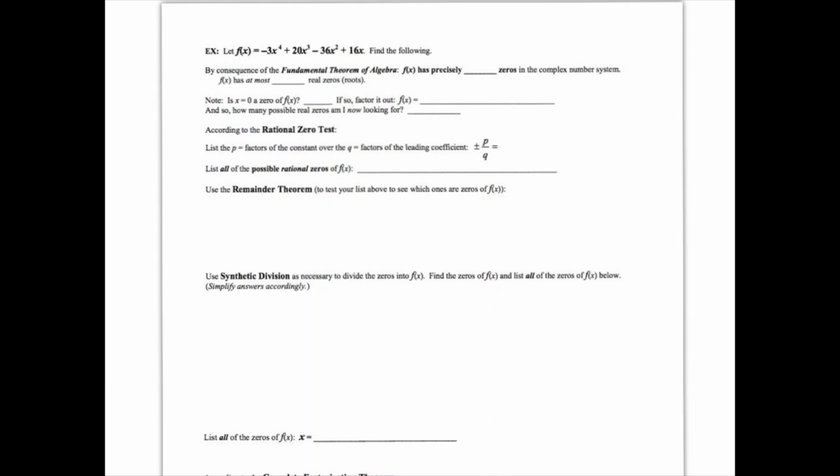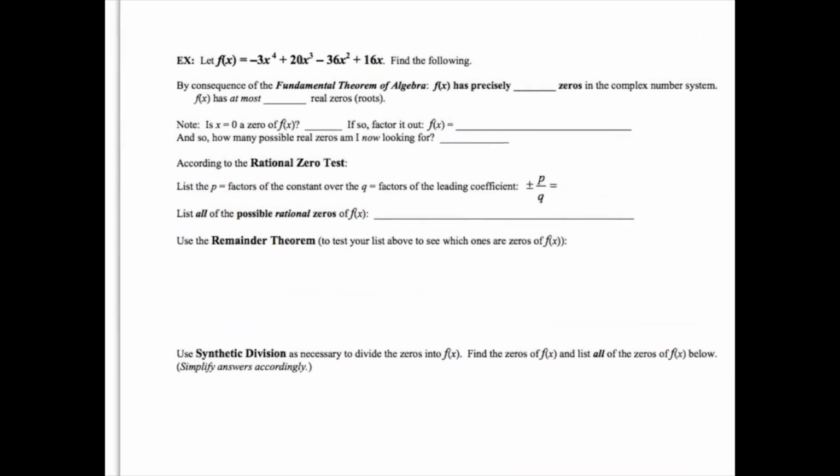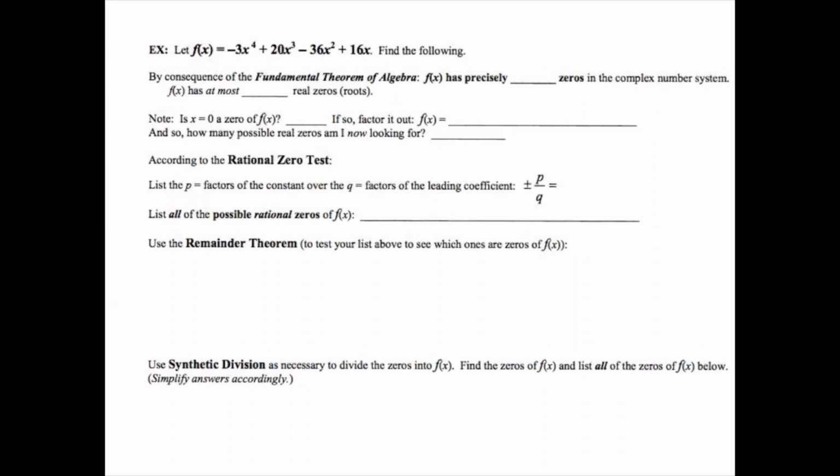Okay, let's look at another one. This one actually, even though it looks a little more complicated, it's got a higher degree. It has a degree of 4, so we're looking for 4 zeros. This is actually a really easy problem, and all the work is going to be done by my calculator. So by the consequence of the fundamental theorem of algebra, this polynomial has 4 complex zeros because the degree is 4. And at most 4 of those are real. So it could be 4, it could be 2, it could be none.